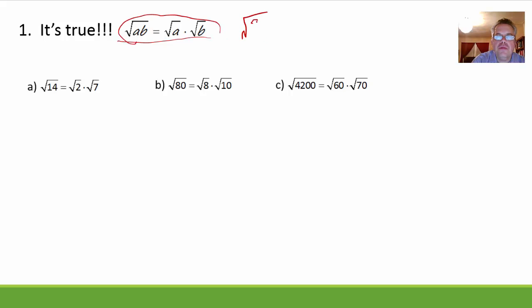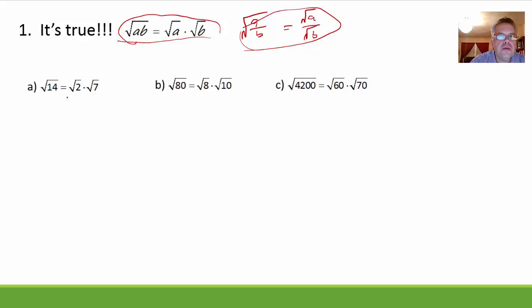It's actually true of division also. So if we have square root of A divided by B, we can break it up into square root of A divided by square root of B. So it's true for multiplication and division, but not true for subtraction and addition.